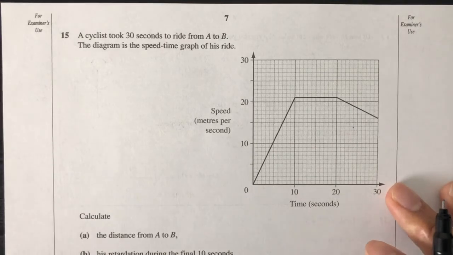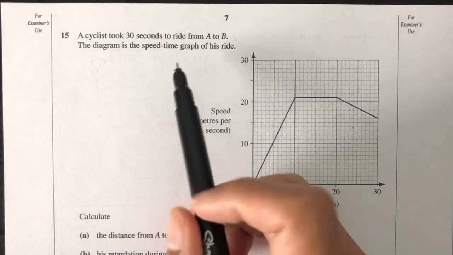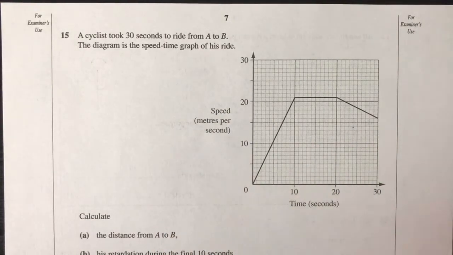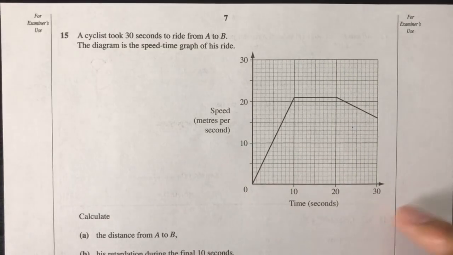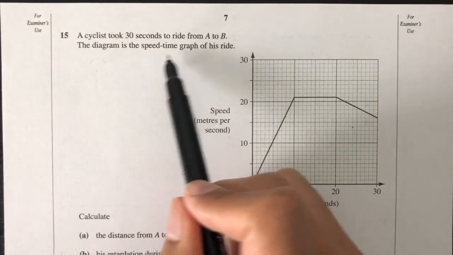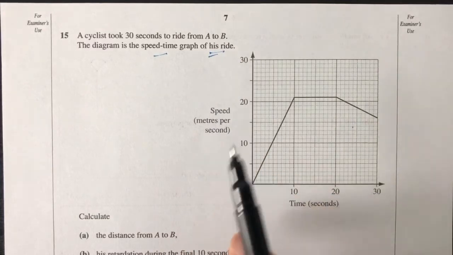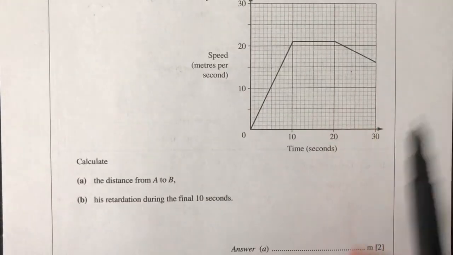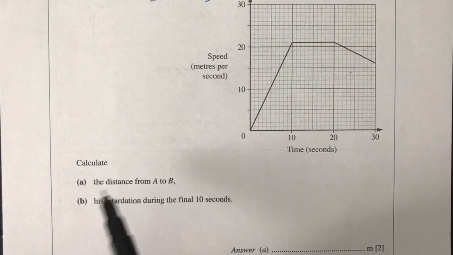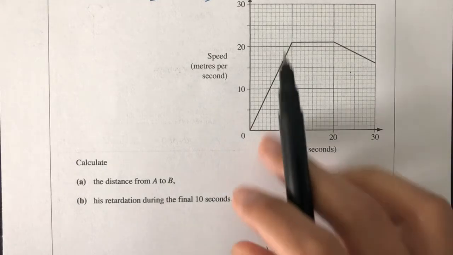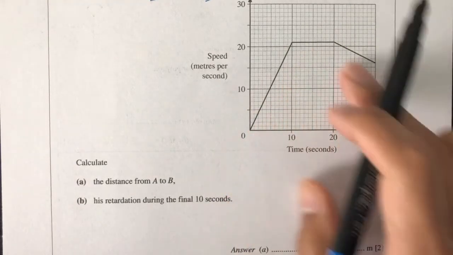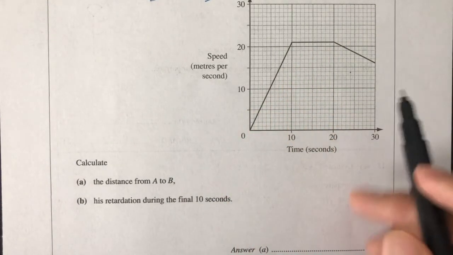Now question number 15, a cyclist took 30 seconds to ride from A to B. So A was here, B is here, right? The diagram shows the speed time graph for his ride. Question part 1, find the distance between A to B. So A to B is the area on the graph. So how do you find this area?